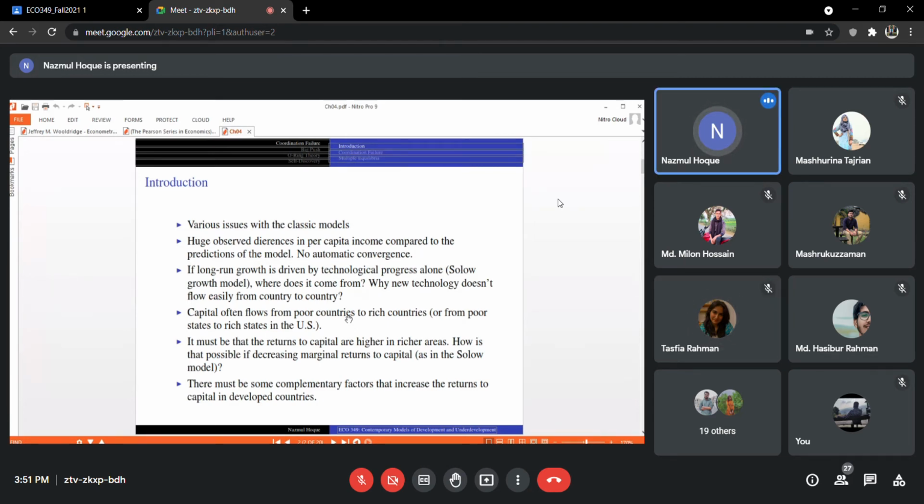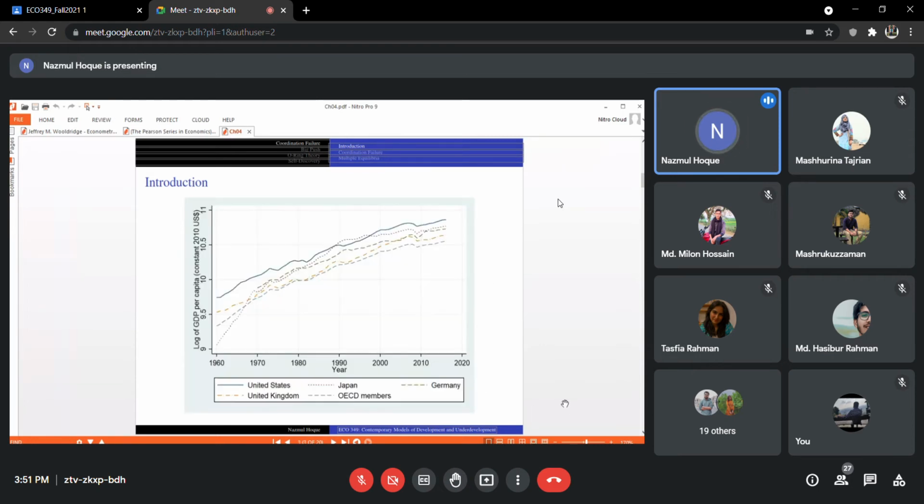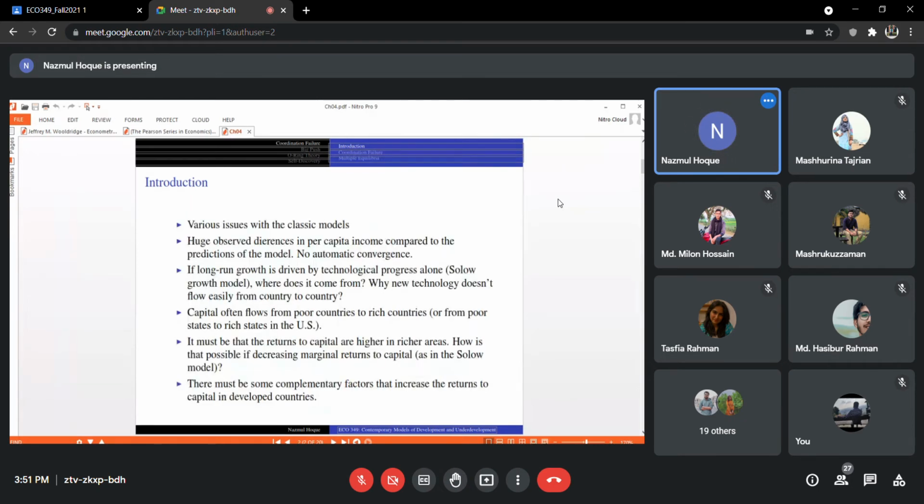So, various issues with classic models, observed differences. These are the things I was talking about in general, giving you the background. What else do we have here? Okay.